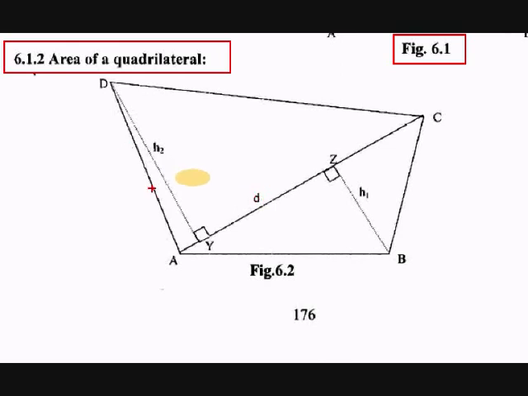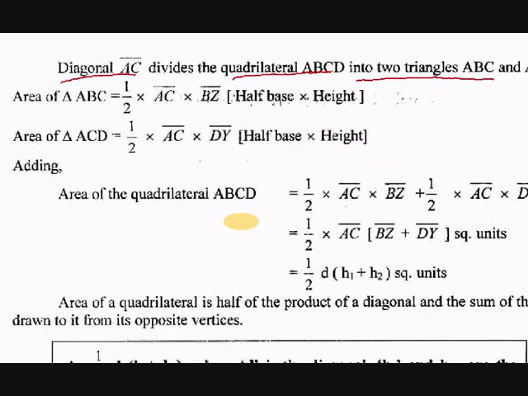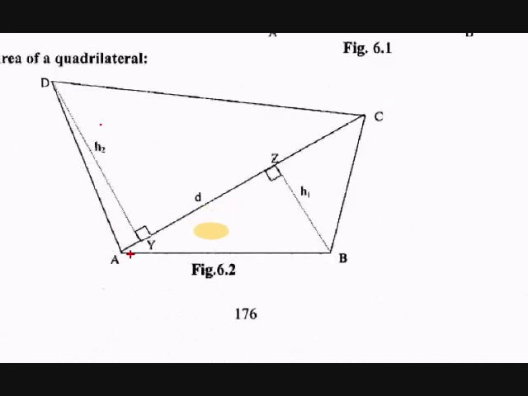Area of a quadrilateral. We know what a quadrilateral is. Given this quadrilateral, how do we find the area? In the drawing, diagonal AC divides the quadrilateral ABCD into two triangles, that is ABC and ACD. That is, this diagonal AC divides this quadrilateral with four vertices, right?